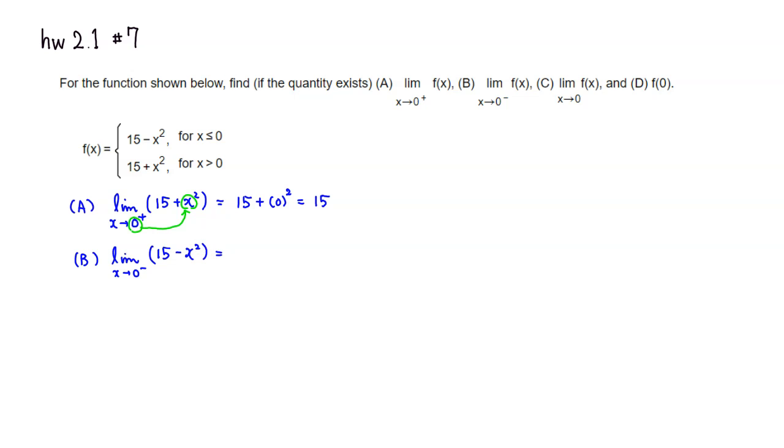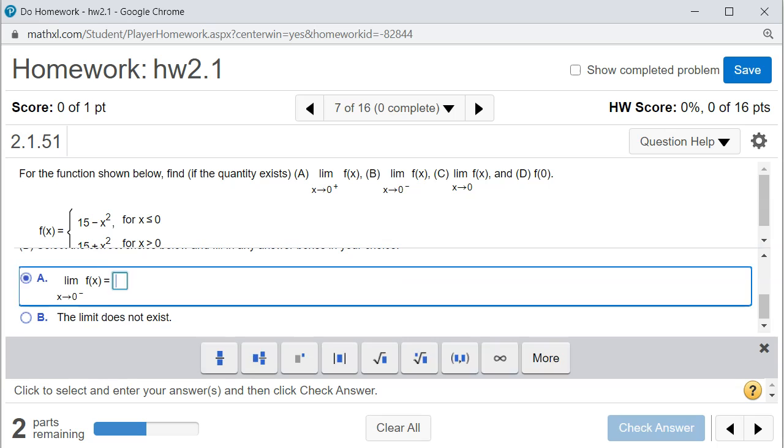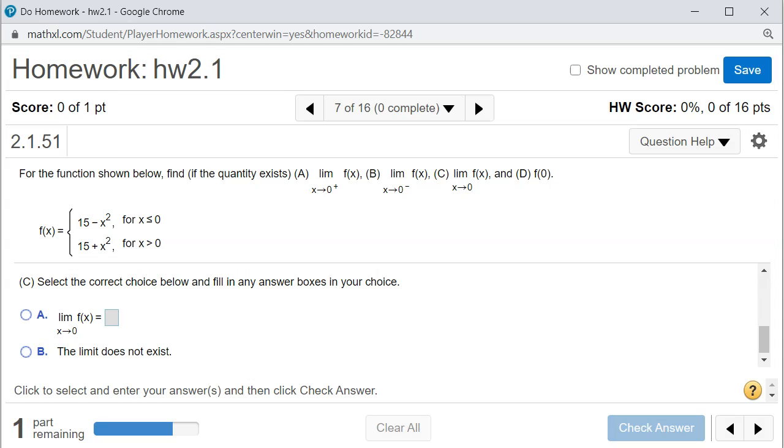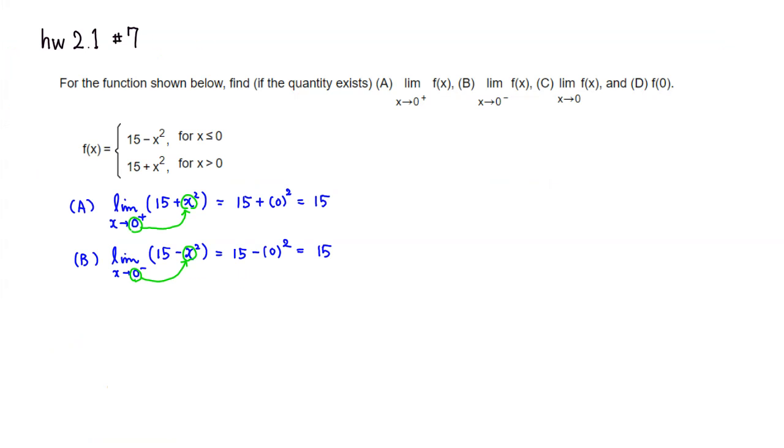But again, we just need to plug in the number. In this case, it's the same number, so you plug in 0 there. We're going to have 15 minus 0 squared. Again, 15 minus 0 is 15. So let's type that in. We got 15. Check the answer. We got that.